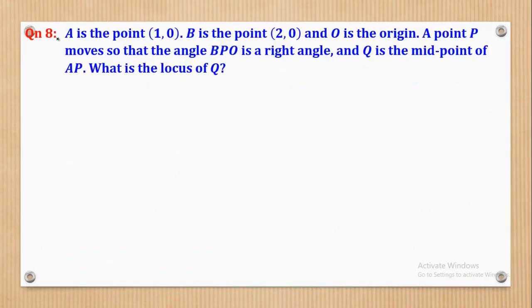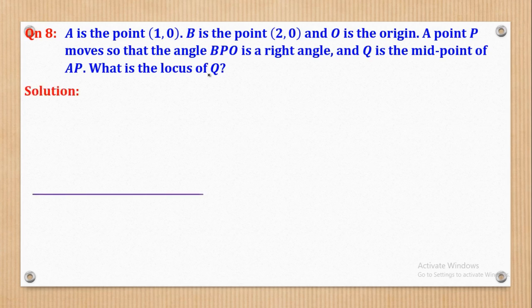So now we shall go to question 8, which says A is the point (1, 0), B is the point (2, 0), and O is the origin. A point P moves so that the angle BPO is a right angle, and Q is the midpoint of AP. What is the locus of Q?